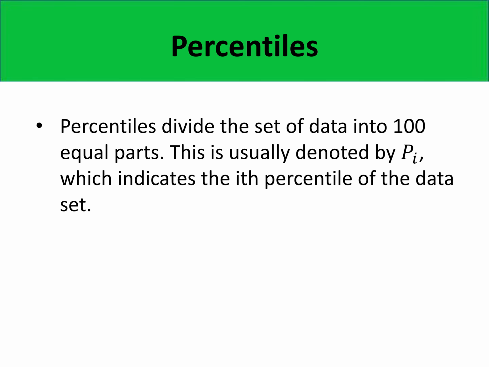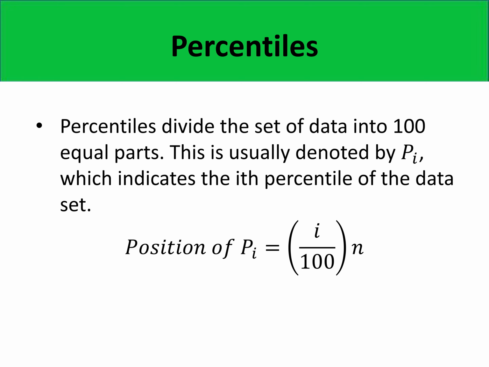Percentiles divide a set of data into 100 equal parts. It is denoted by P with a subscript i, where i runs from 1 to 99. To get the ith percentile, we must get its position relative to the given dataset. The formula for the position is shown on your screens, where n is the number of observations in the dataset.